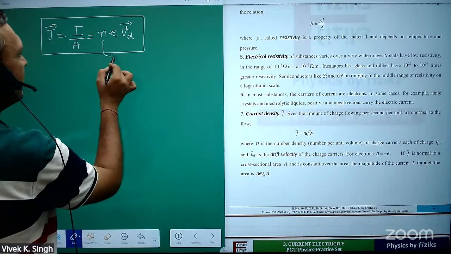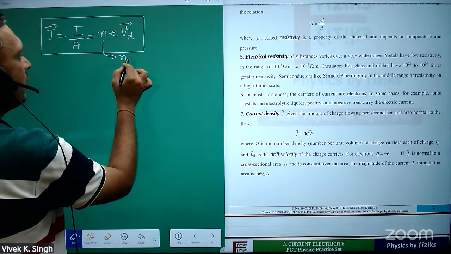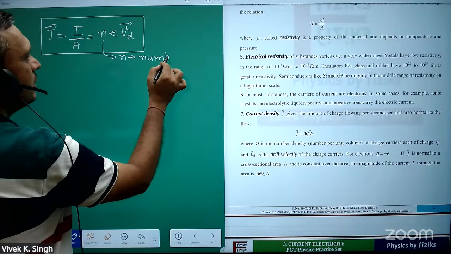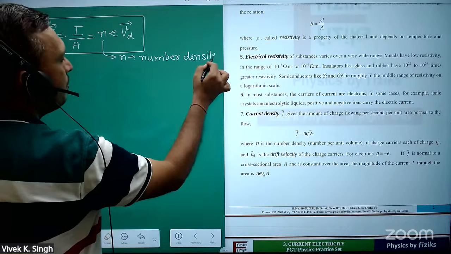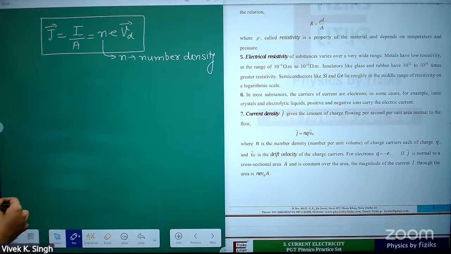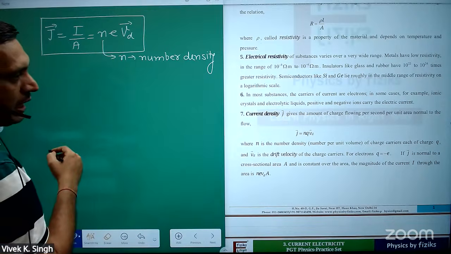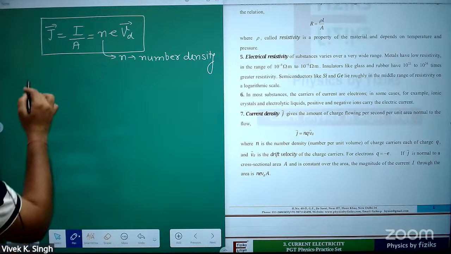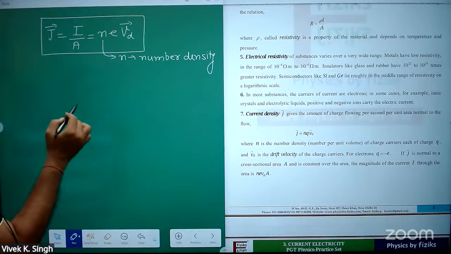n is the number density of the charge, the electron concentration. This is the number density, the number of electrons per unit volume. And e is the electronic charge, and vd is the drift velocity. And this current density J is normal to the cross-sectional area.